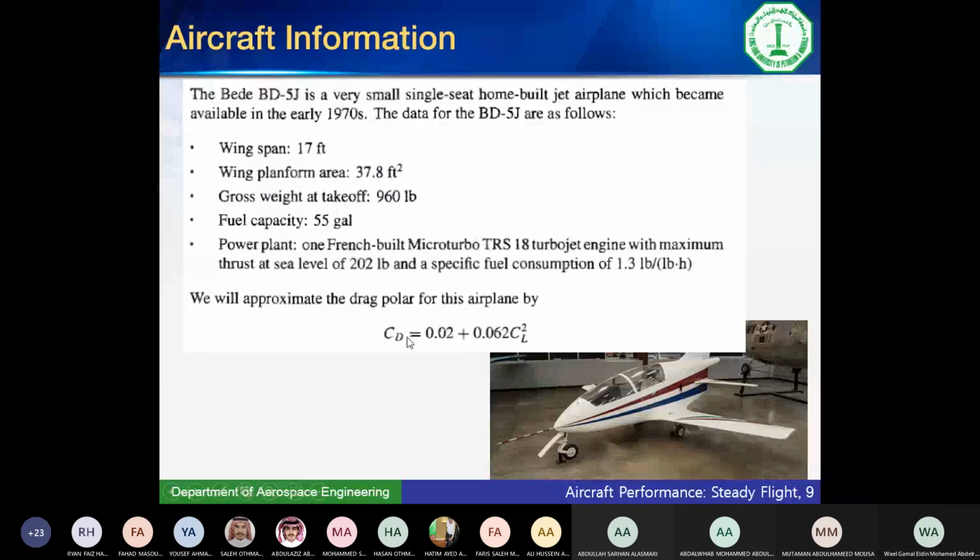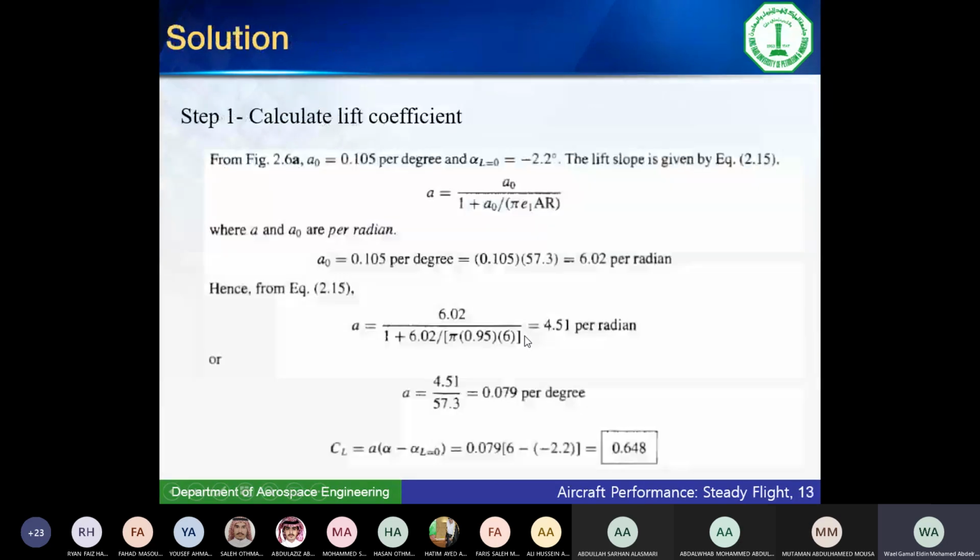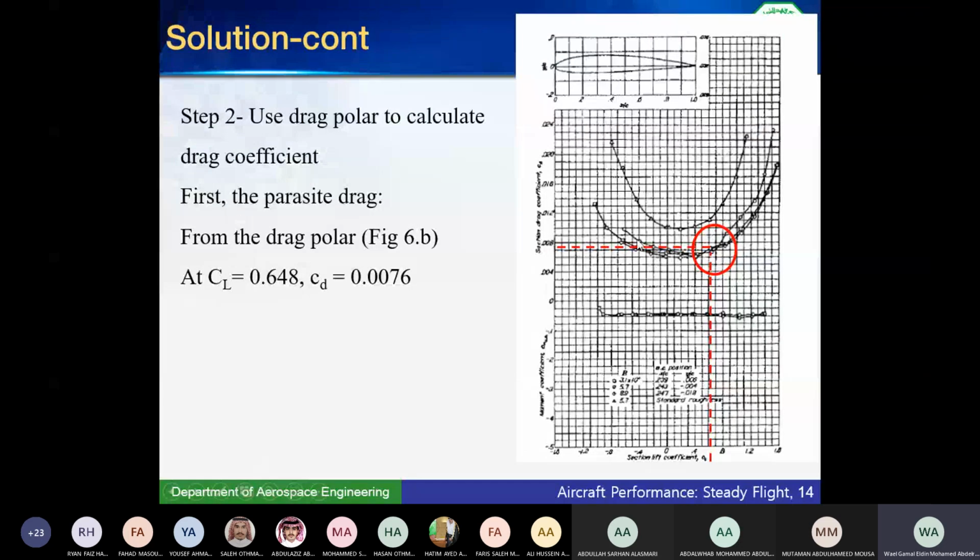Here it is. Parasite plus induced. The term that's independent of the CL is the parasite drag, and the term that's induced is the one that depends on the CL. Now, why did we read it from here? Remember, what we read from here is for the airfoil only. This curve is not the drag polar of the whole aircraft or the whole wing, it's the drag polar of the airfoil only, because it has nothing to do with the span. No matter what the span is or the aspect ratio, this curve is the same. It's only for the airfoil.